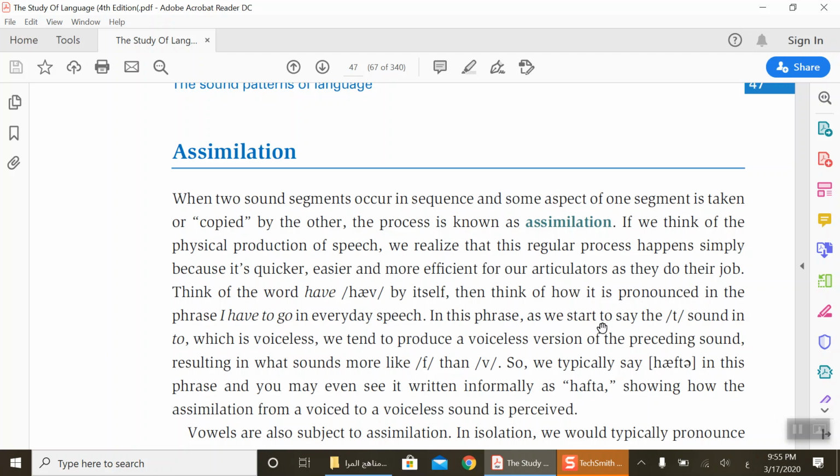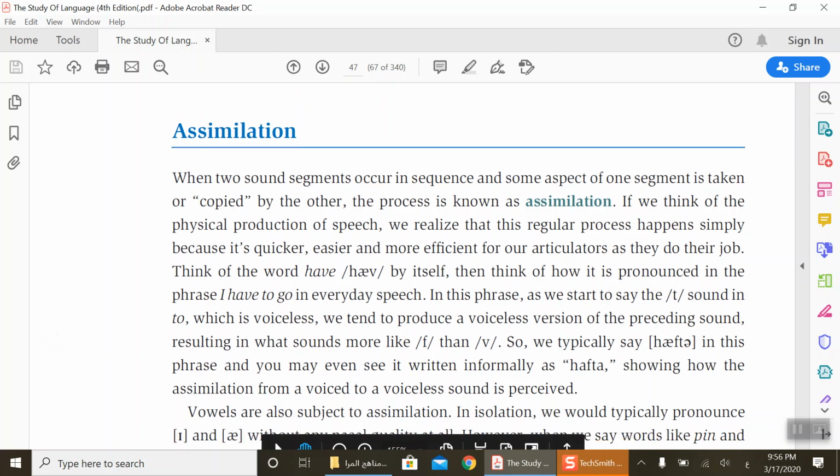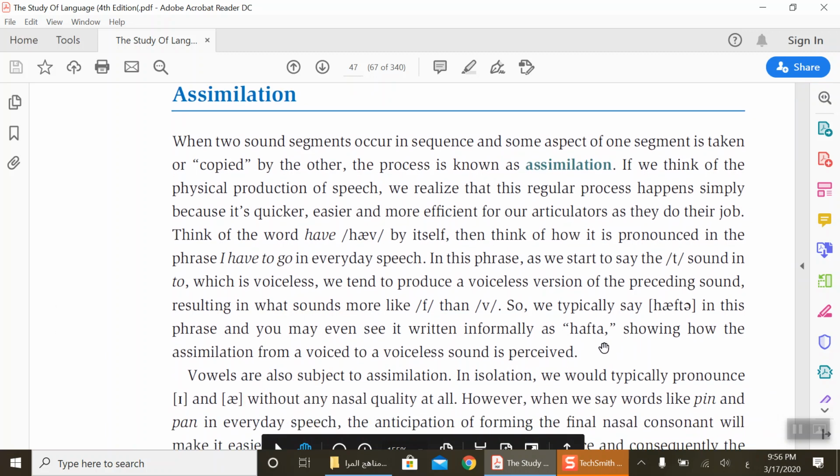In this phrase, as we start to say that T sound in "to", which is voiceless, we tend to produce a voiceless version of the preceding sound, resulting in what sounds more like "f" than "v". So we typically say "hafta" in this phrase: we have to go, we have to sleep, we have to eat. And you may even see it written informally as "hafta", showing how assimilation from a voiced to a voiceless sound is perceived.